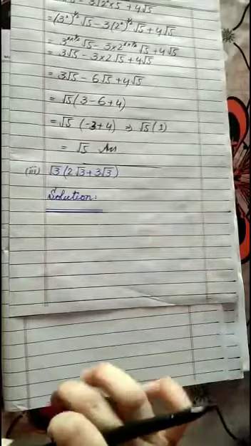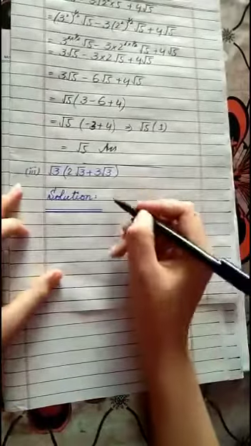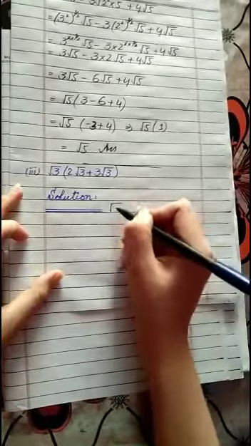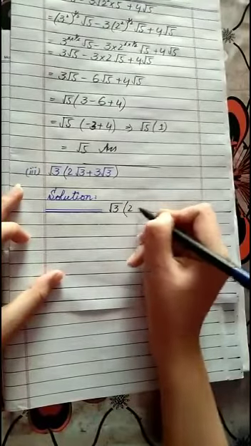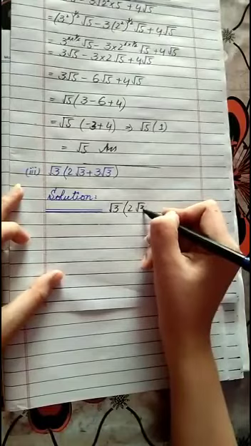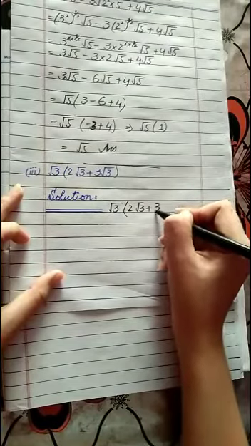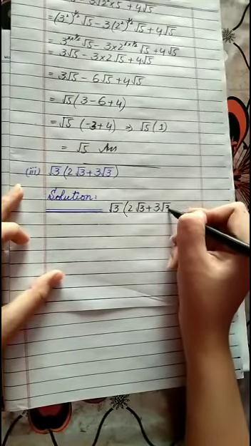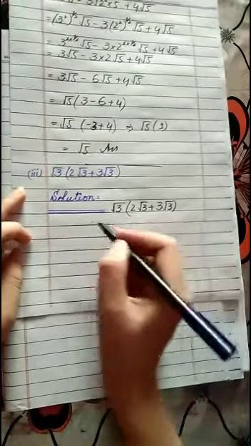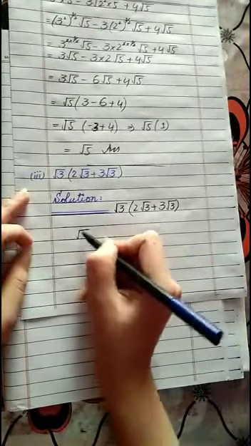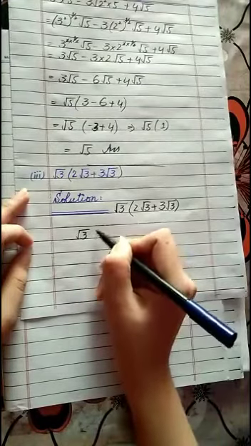Now I'll solve the third part; the first part I have solved for you. What is the third part? That is square root 3 into 2 square root 3 plus 3 square root 3. The same method we have to apply in this question. Square root 3 will remain the same here.